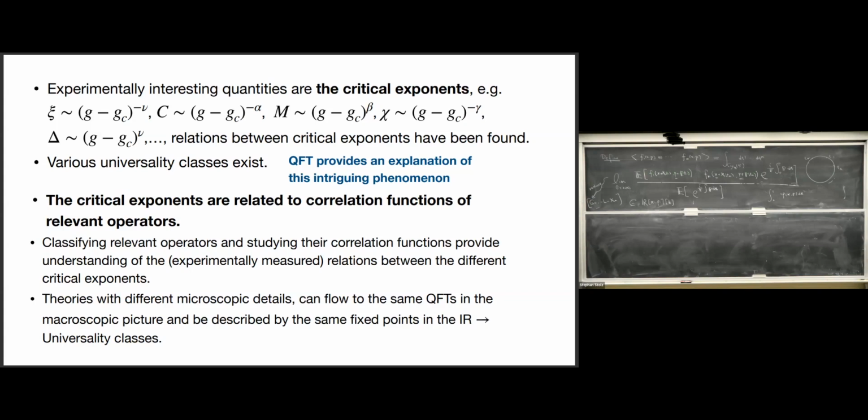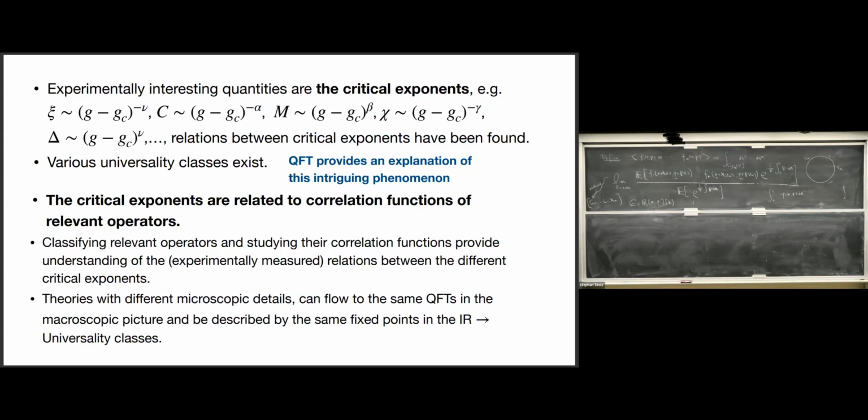And this was kind of an open question from a theoretical understanding point of view for many years, until an understanding came from the study of renormalization group flows in quantum field theory. Because what people understood is that these critical exponents are related to correlation functions of relevant operators in the infrared scale invariant quantum field theory. And therefore, by classifying the relevant operators and studying their correlation functions, we can understand the critical exponents that people can measure in the lab. Now, we can also understand the relations between the different coefficients in this analysis.